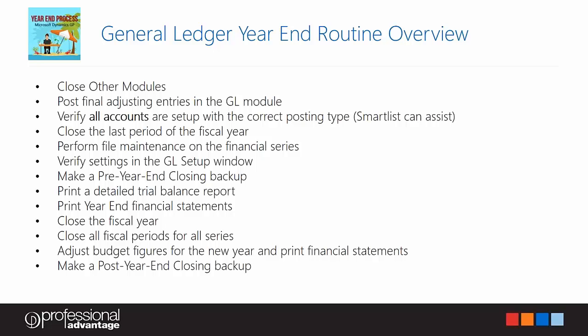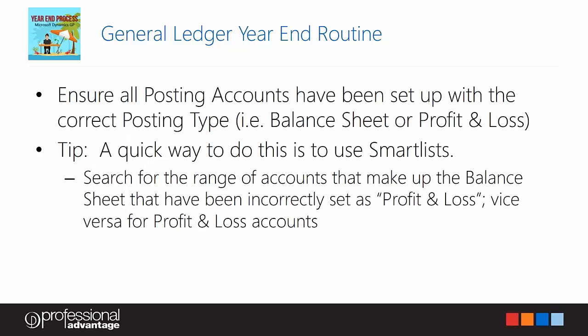Then you run the file maintenance on the financial series, and those are the check links and reconcile. The other thing that we need to show is checking the general ledger settings and making sure they are correct. After that, you just have to make a backup, and print all the necessary reports such as summary and detailed trial balance, and your financial statements. Maybe if you have Management Reporter, then you can get those reports. When you're done with that, you just have to close the year and then do another backup.